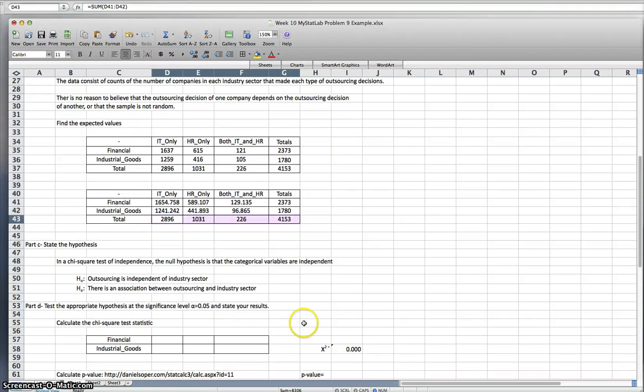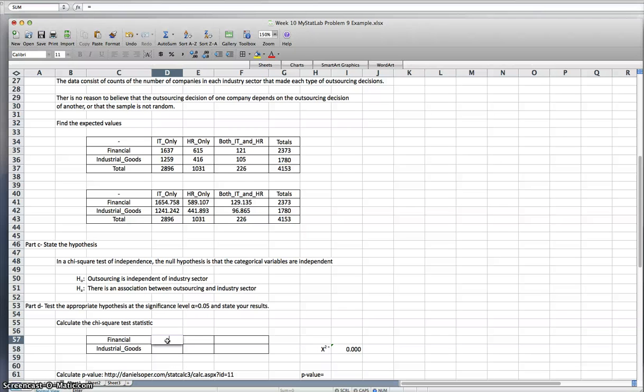Let's move on to part D. Now we are to test the appropriate hypothesis at the significance level of 0.05 and state our results. Well, the first thing we need is our chi-square test statistic. We've done this before in some of our videos, and we'll do it again here. Our formula is the same as we've used, which is the observed data minus our expected data, we'll square that difference, and then divide by the expected data. So let's go ahead and look at that.